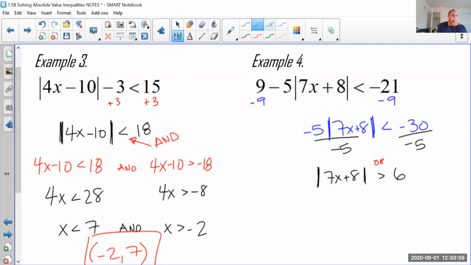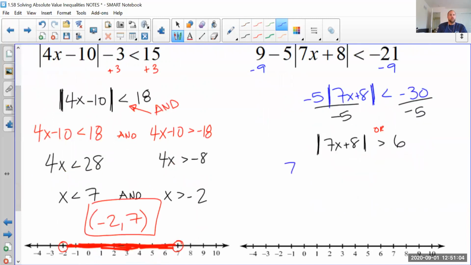Okay, so now once we get there, now we can set up our two inequalities. So now we can say 7x plus 8 is greater than 6, or 7x plus 8 is less than, so flip your sign and flip the number. And then we solve that. So we get 7x is greater than -2. It's going to give us a nice fun fraction. x is greater than -2/7.